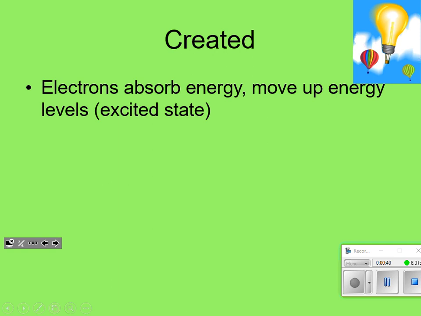Step number one, electrons absorb energy. I can almost write this first slide as a step number two then is they move up what's called energy levels into what's called an excited state. I'll demonstrate this in a minute.